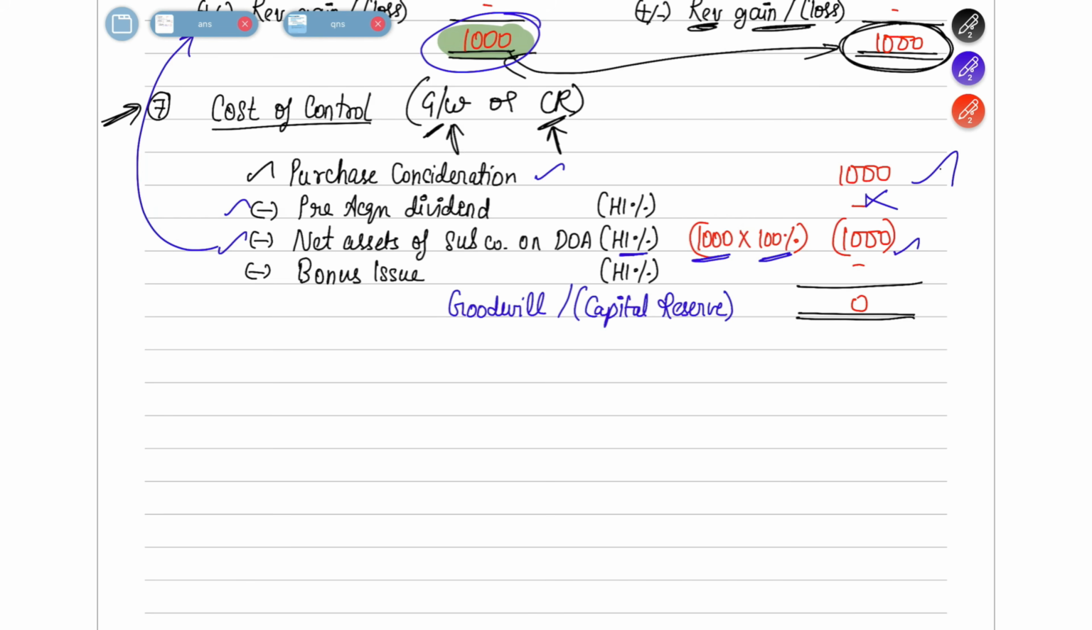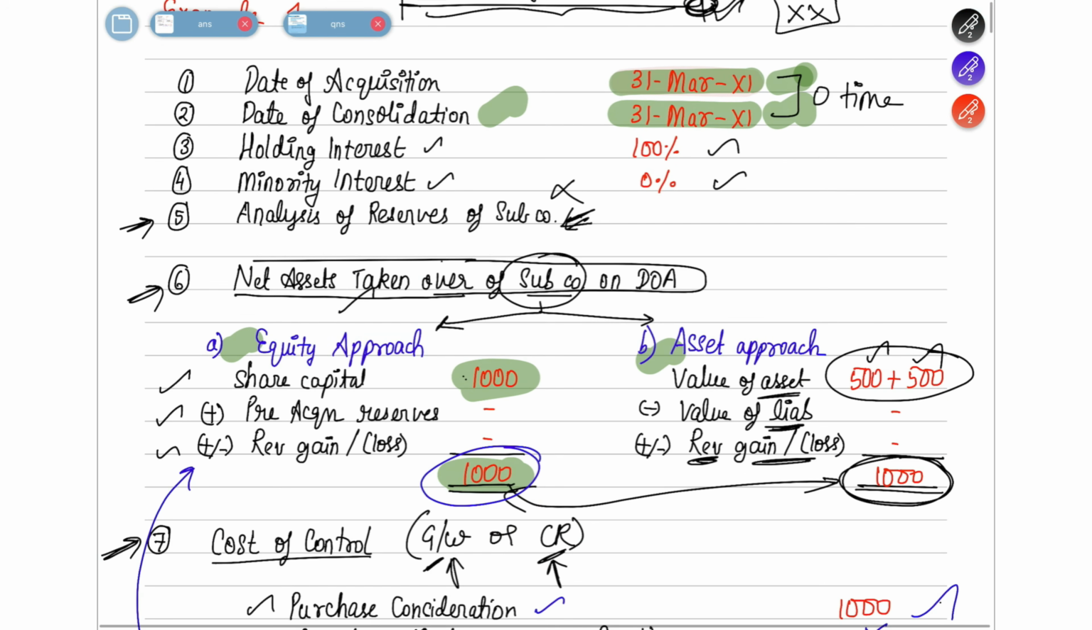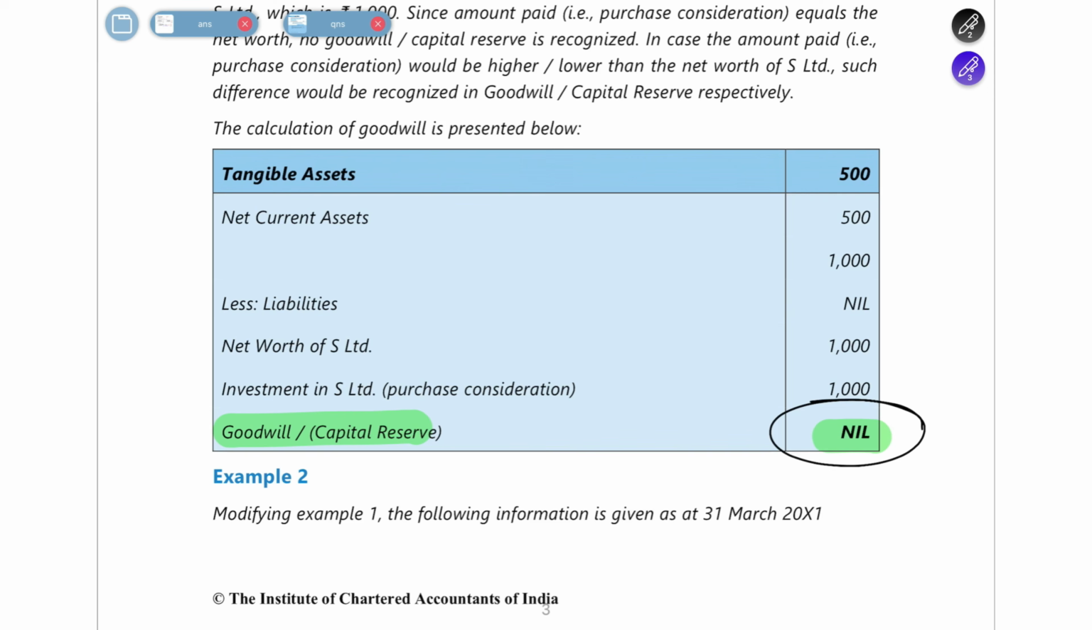So the purchase consideration is 1000. You paid 1000 for acquiring how much assets? For acquiring net assets of 1000. So you did not create any goodwill or capital reserve. Hence the answer is going to be 0. I hope you understood example number 1. If you see in our book also, the answer is nil only. So neither goodwill nor capital reserve is created.